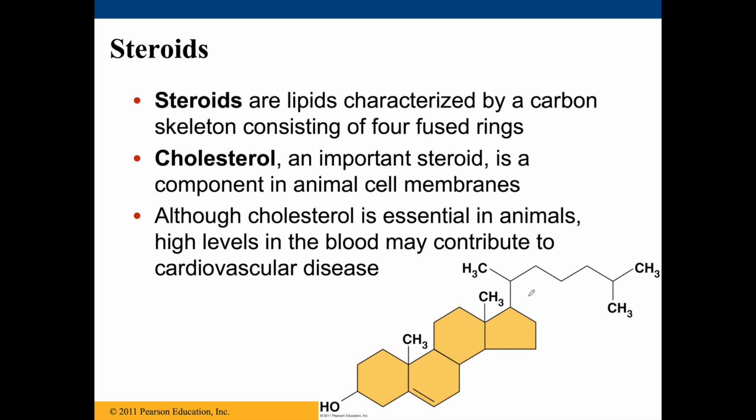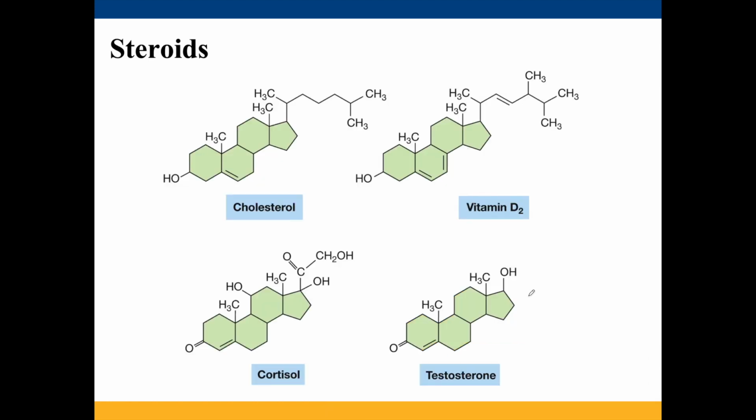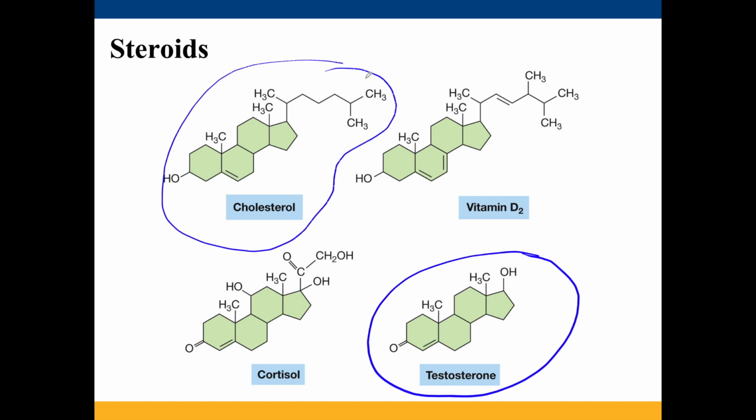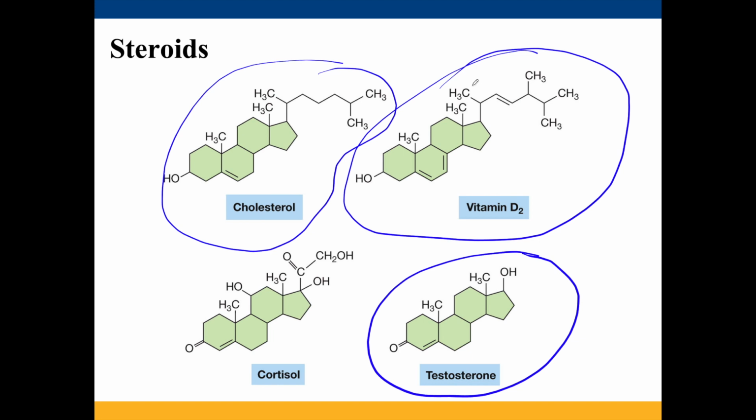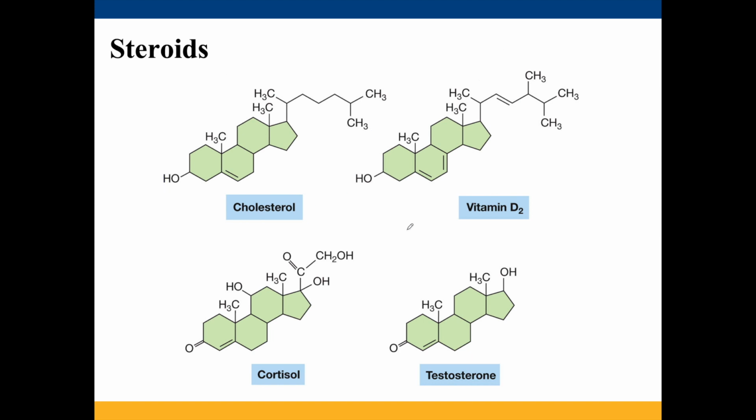Now, some things are steroids that you might logically expect to be steroids. For example, testosterone is a steroid. But there are other things you might not think of as steroids that are steroids. For example, cholesterol is a steroid. Vitamin D2 is a steroid. What makes these things steroids is they all have these 4 fused chemical rings. That's what defines it as being a steroid.